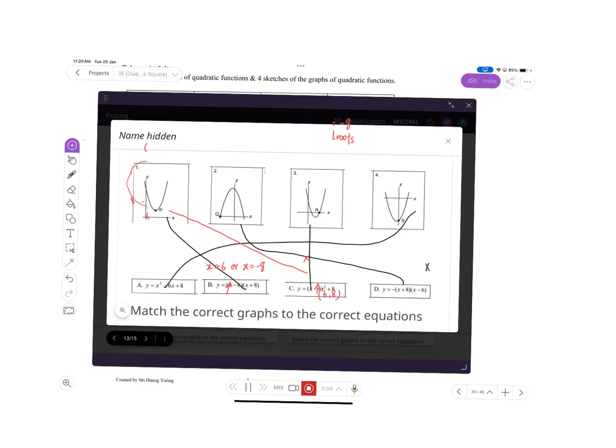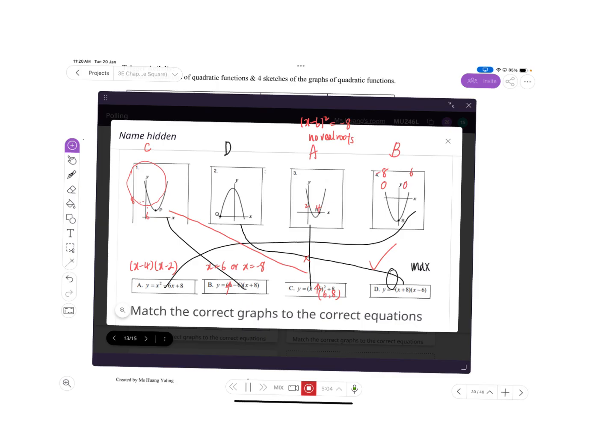Okay? And then lastly, this one. If you factorize it, you will get negative 4 and negative 2, so the two solutions are 2 and 4. So this is the one that should be here. So you should get CDAB.